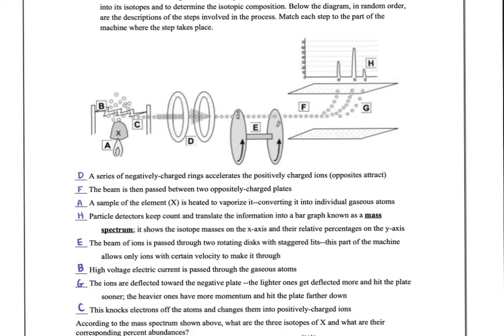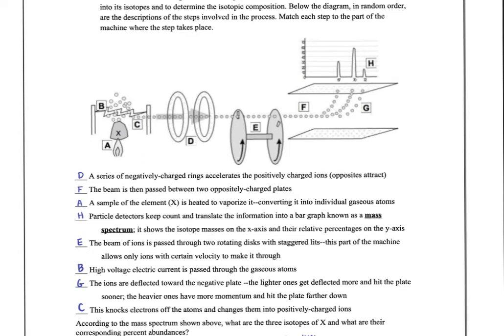Okay? And then letter H, the particle detectors keep count and translate the information into a bar graph known as a mass spectrum, and it shows the isotope masses on the x-axis. So here's the isotope masses. I know it's a little blurry, but this says 67, this says 70, and 72. So you can see that as these guys hit, we get a nice bar graph for the mass of 67, a nice bar graph for the mass of 70, and a little bar graph here for 72.